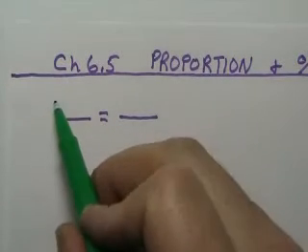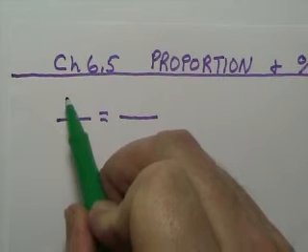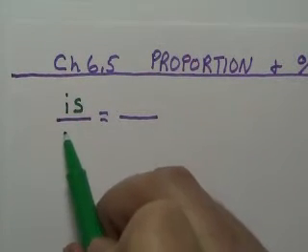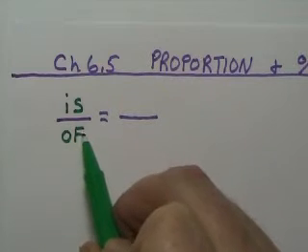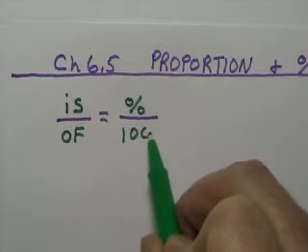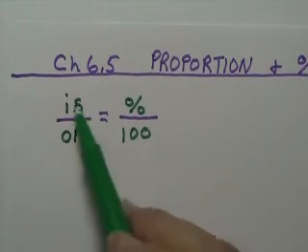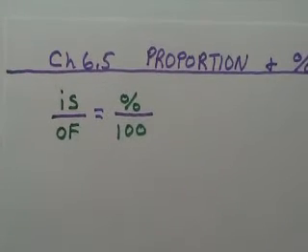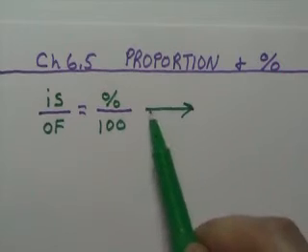Now, there are three types of problems that I'm going to be showing you today. But with all of them, you're going to have to remember this. When you see these words: is, of, percent, and 100. You need to keep this in mind. Is, of, percent, 100. This is proportion. Let's draw a little arrow here.